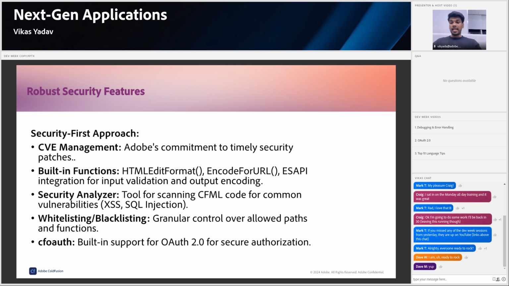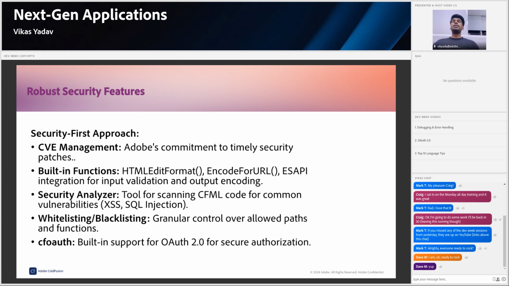Also, it has a built-in security analyzer that is available as a part of the VS Code IDE. That enables users to scan their CFML code for common vulnerabilities like XSS and SQL injection. ColdFusion also allows blacklisting and whitelisting that gives us granular control over the allowed path information. Then ColdFusion has built-in support for OAuth 2 for secure authorization.